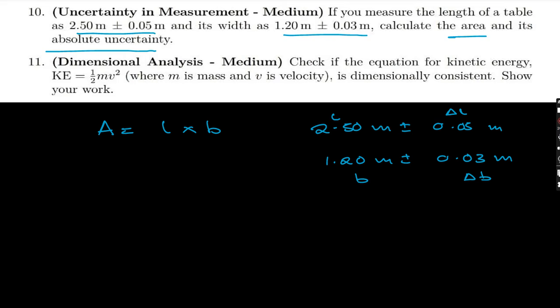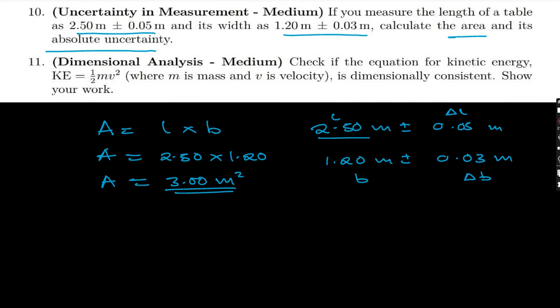Now to find the area, we're going to say our length is 2.50 multiplied by our width, 1.20. Once you punch this on your calculator, it gives 3.00. This is how you find it. Don't forget to use the right units. For area, it's meters squared.